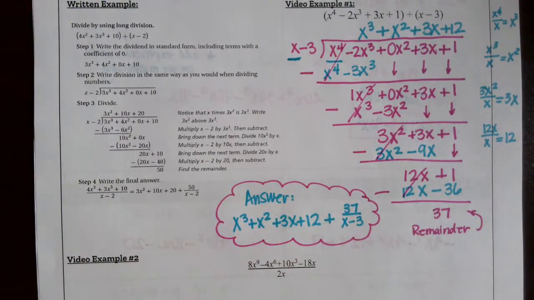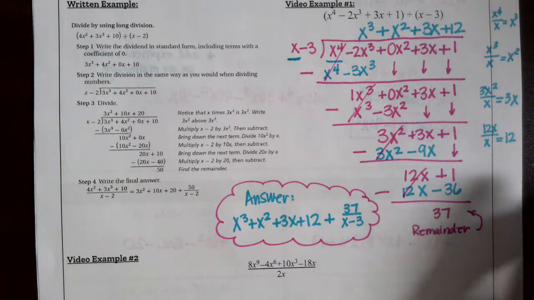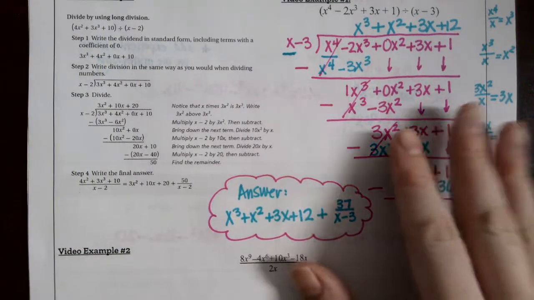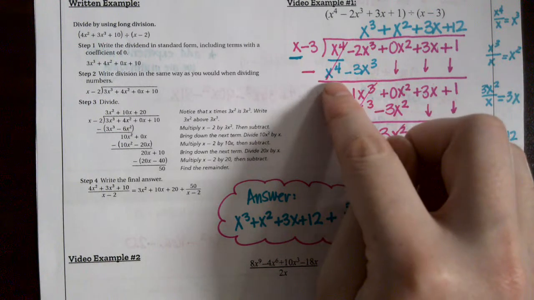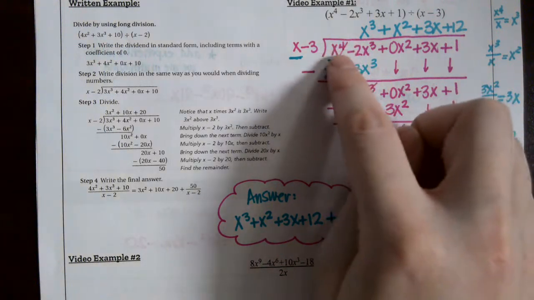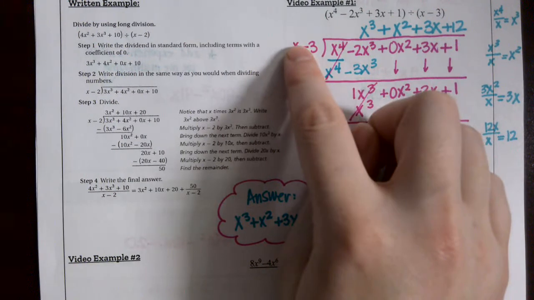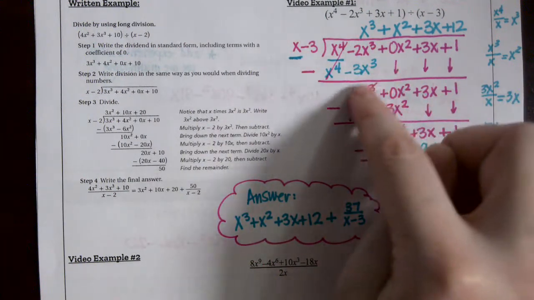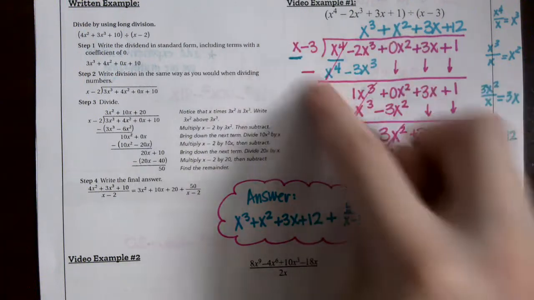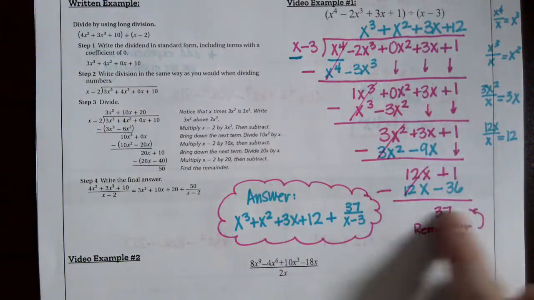So again, this is the longest and the most difficult of the ones that we will do. But essentially what you're doing every time is you are figuring out what is this first term divided by this first term, and then multiply it out. What's this first term divided by this first term, and then multiply it out. And you just repeat until you can't do that anymore.